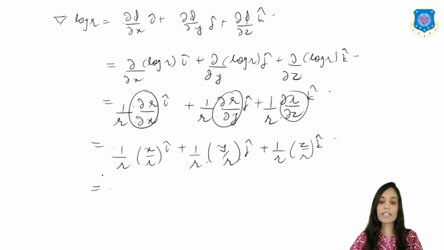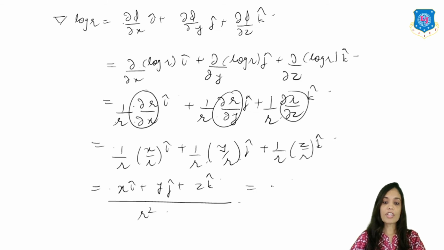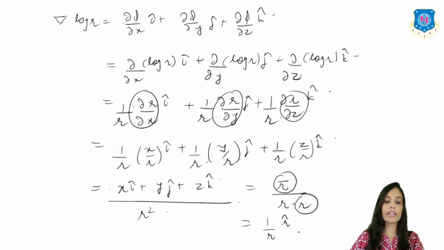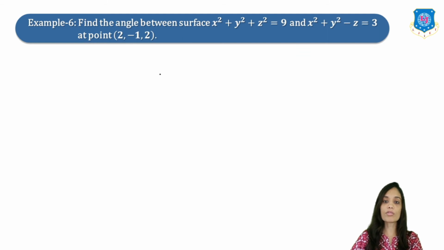Fine. So on simplification we can write this as x i cap plus y j cap plus z k cap upon r square. So now this is your r bar. And this can be written as r into r. Now we know that this r bar upon r is r cap. So this can be finally written as 1 upon r into r cap, because r bar upon r is the unit vector r cap. So we have proved our required quantity. Now let us go to the next example.